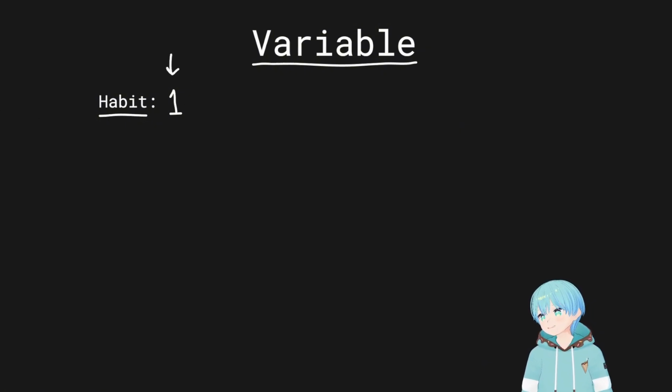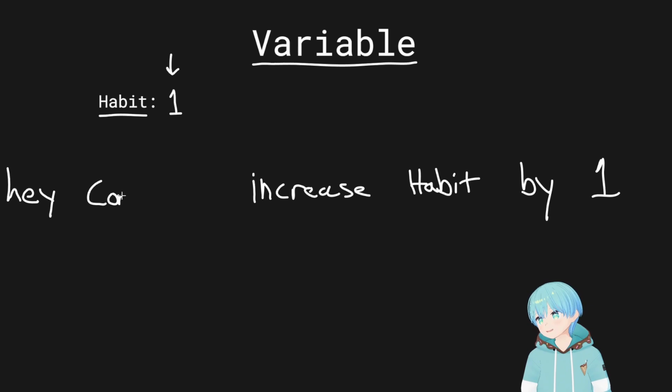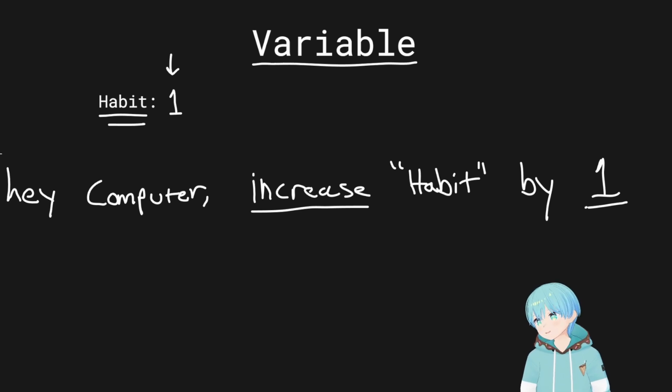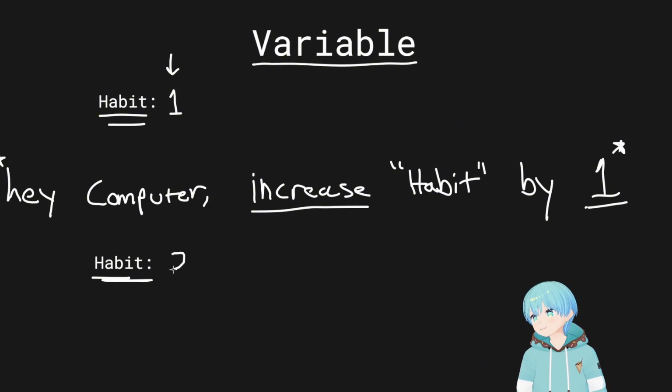So for example, if another day passes and you do your habit, we can say, hey, computer, increase habit by 1. So this is habit over here. And after we tell the computer to do this, habit becomes 2. So this would be the second day that you do your habit. So that's all a variable is. It's something in a computer that has a name, like habit, and is able to change.